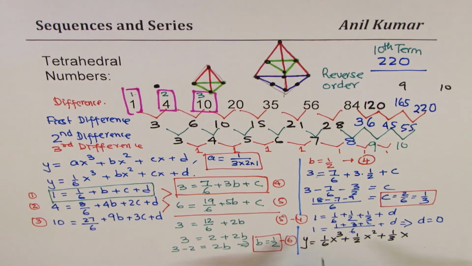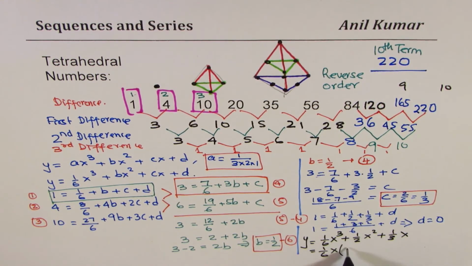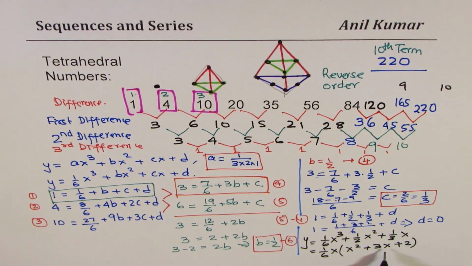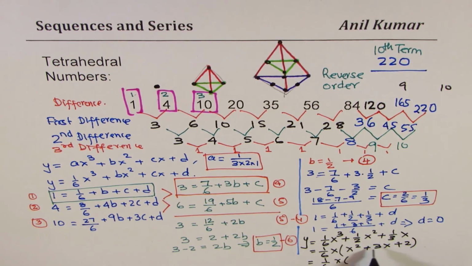x is common, and 1 over 6 we can take as common. So we can write this as 1 over 6 x, and what do we get here is x squared. Since we took 1 over 6 common, this will be 3 times x, and here it will be 2 times, right? So plus 2. So this is a quadratic equation. We are looking for product of 2 and sum of 3. So this could be factored, and we're running out of space. Anyway, let me write here, then I'll rewrite. 2 times 1, right? So we get x plus 2 times x plus 1. So that becomes the formula, correct?